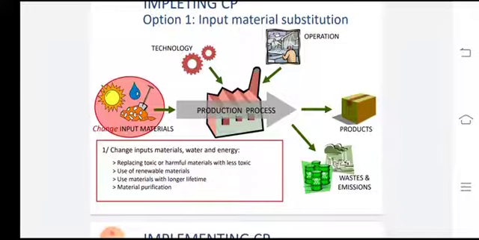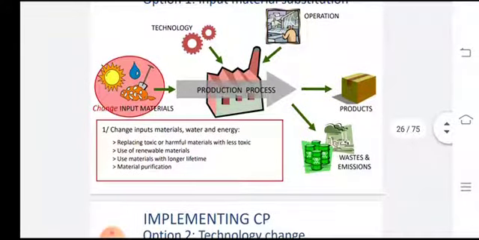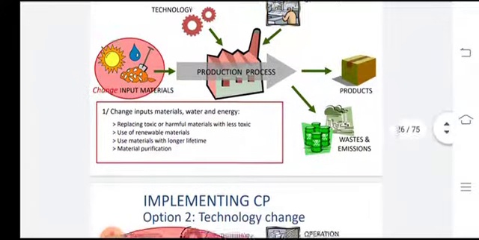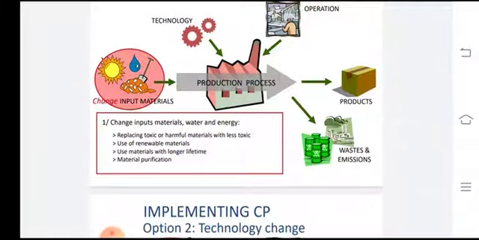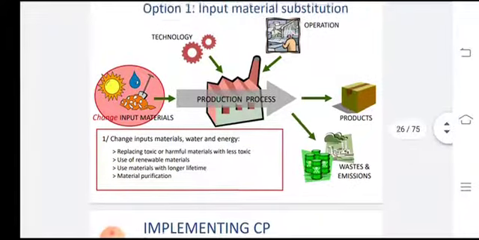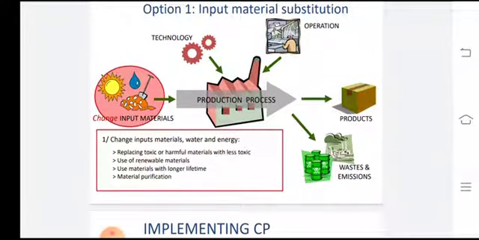So input materials can be changed. Why do we need to change the input material? Firstly, the objective is to replace the toxic material with less toxic. Use of renewable materials. Use of materials with longer lifetime. Material purification. All these are the objectives and targets which we can achieve from the input materials if we modify them.